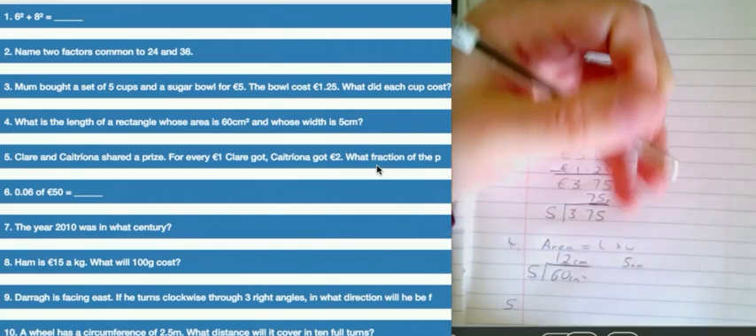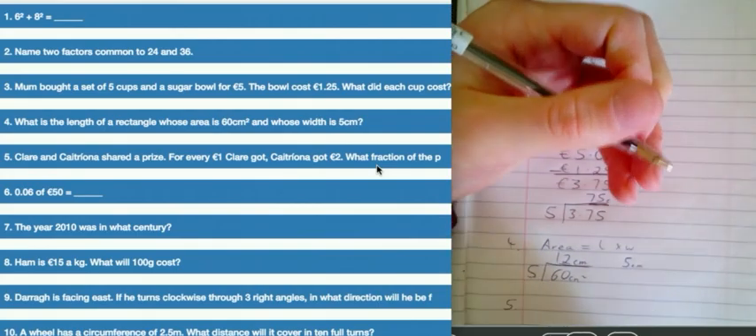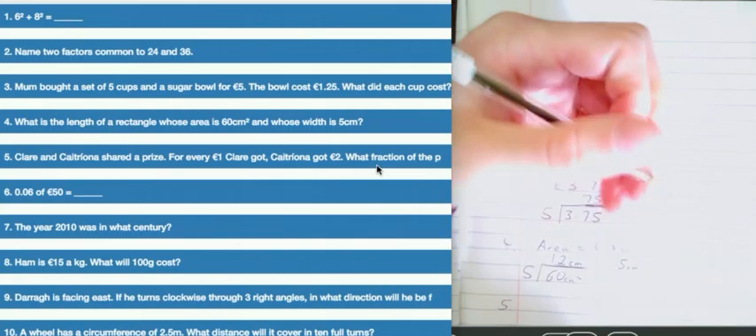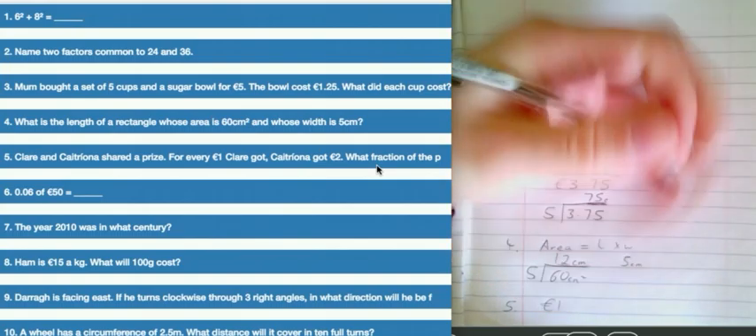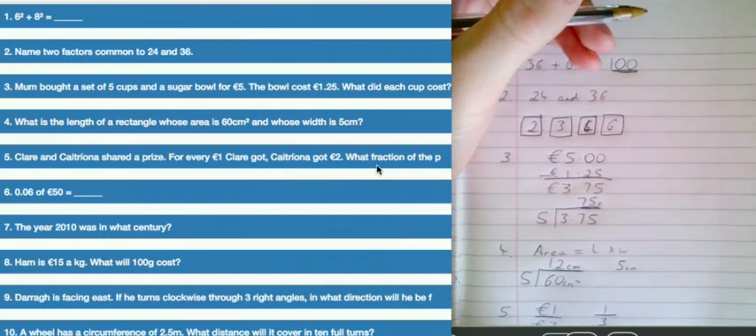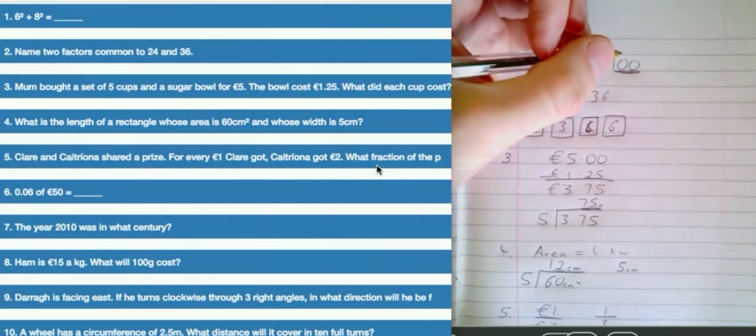Question 5. Claire and Katrina shared a prize. For every €1 Claire got, Katrina got €2. What fraction of the prize did Claire get? So Claire only got €1. We don't even need to use what Katrina got, but when we add what Katrina and Claire both got, that's €3. And Claire only got €1 out of €3. That's 1 over 3, a fraction of 1/3, and that's the fraction of the prize money that Claire got.